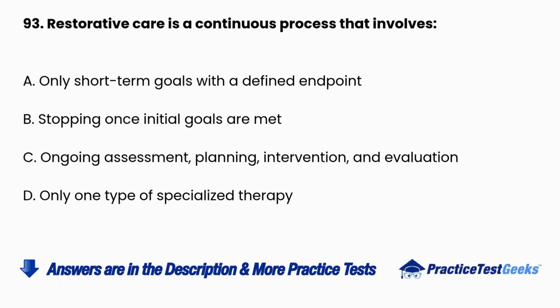93. Restorative care is a continuous process that involves A. Only short-term goals with a defined endpoint. B. Stopping once initial goals are met. C. Ongoing assessment, planning, intervention, and evaluation. D. Only one type of specialized therapy.